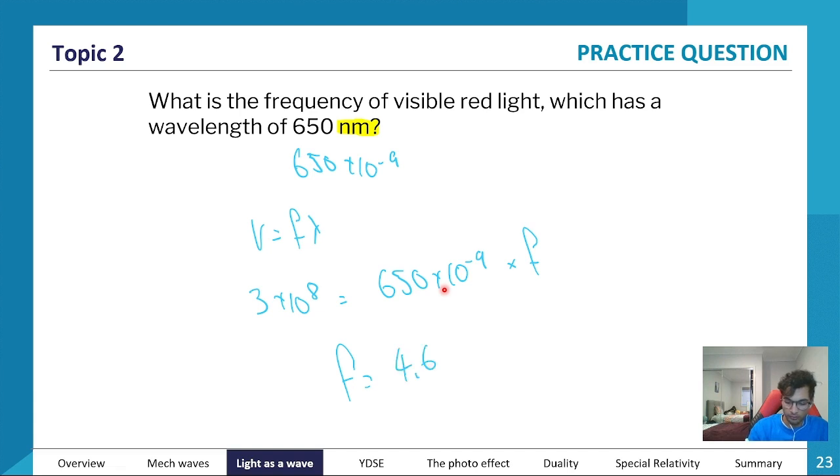462 times 10 to the 14 hertz. And if you really want to be fancy, that is equivalent to 462 terahertz, which is THz. Don't need to know this, it's just a little fancy FYI. This is more than enough. Hopefully I've done the calculation correctly, so if anyone wants to double check that, feel free.